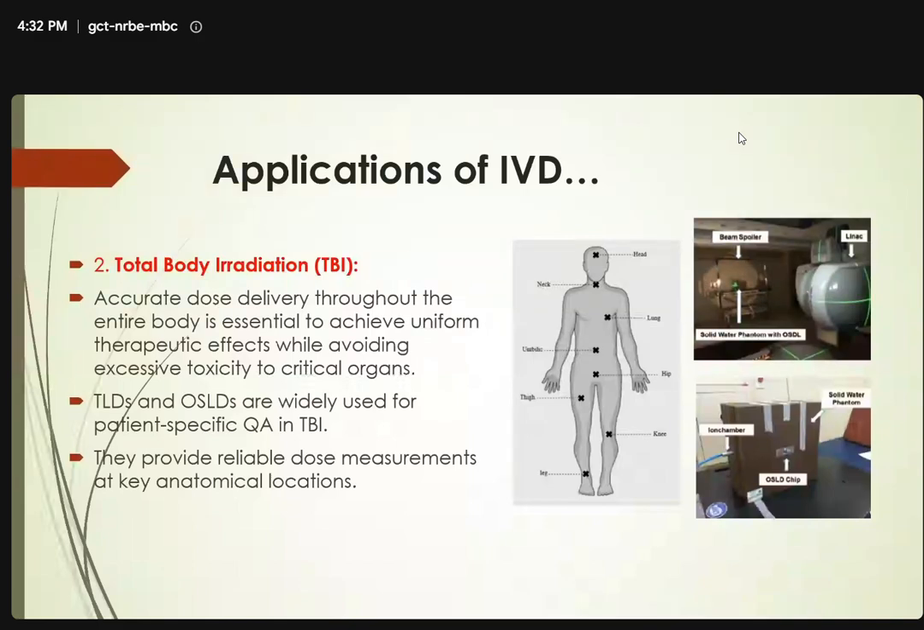The accurate dose delivery throughout the entire body is essential to achieve uniform therapeutic effects while avoiding excessive toxicity to critical organs. TLDs and OSLDs are widely used for patient-specific QA in TBI. They provide reliable dose measurement at key anatomical locations. So I can say that using OSLD is very useful in the treatment of TBI for better understanding of what we are delivering, what we have planned.